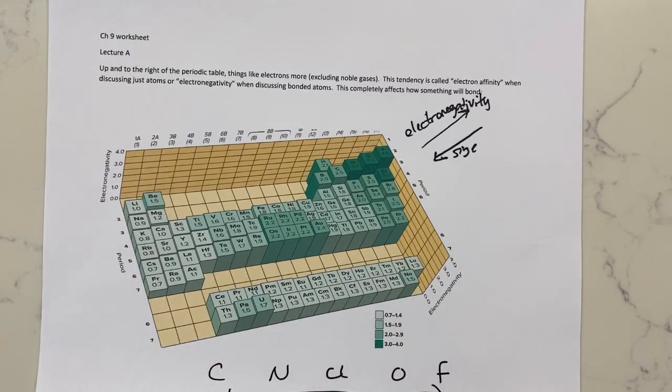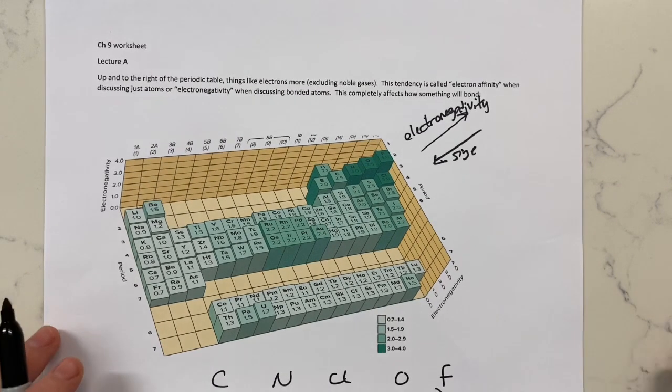All right, so welcome to Chapter 9, Lecture A. This is about take 8 million, and by 8 million I mean take 3.